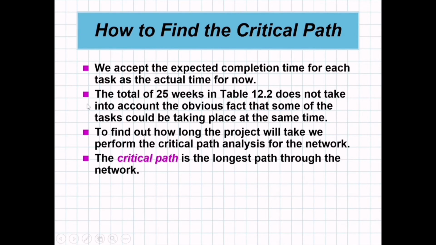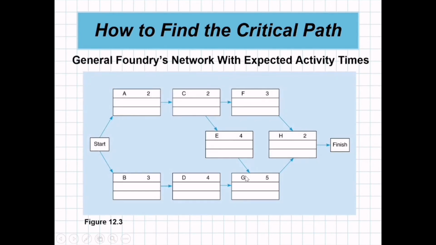So the total 25 weeks in Table 12.2 does not take into account the obvious fact that some of the tasks could be taking place at the same time. To find out how long the project will take, we perform what we call the critical path analysis for the network. The critical path is the longest path through the network. Okay, we will find now how to find the critical path.